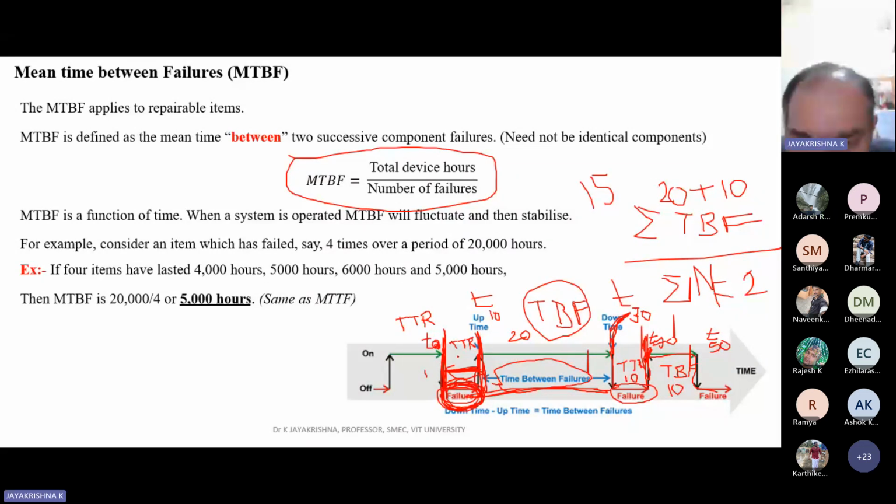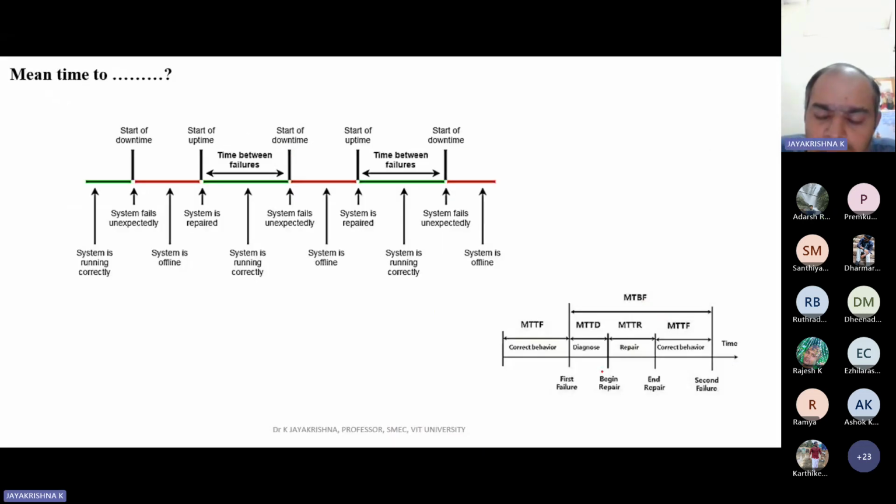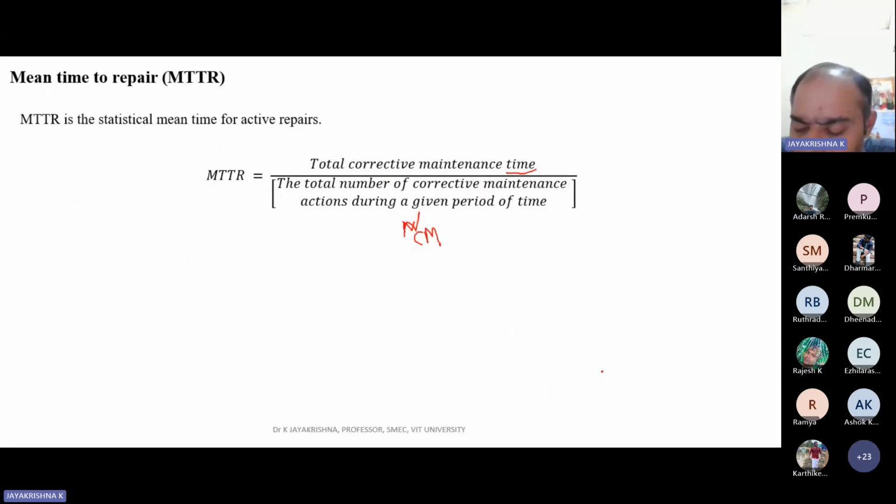10 only, sir. So mean time to repair is 10 plus 10, 20, divided by the number of times the repair activities happen. How many times were the repair activities carried out here? 2 times, sir. So 10 plus 10 is 20, divided by 2. So the mean TTR value is how much? 10. Mean TTR value is 20 divided by 2, which is 10. Okay, that's how we calculate mean time to repair.